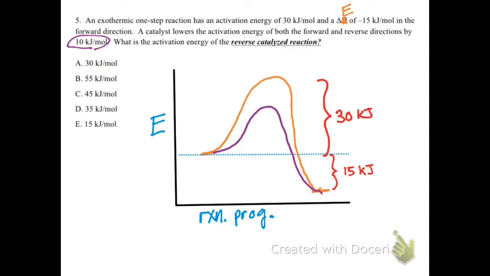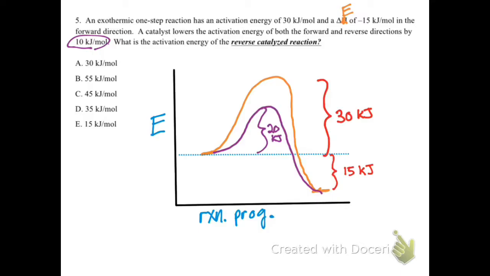Okay, so we were told that it is 10 kilojoules lower than the regular uncatalyzed reaction. So 30 minus 10, that's going to be an activation energy for the catalyzed forward reaction of 20 kilojoules per mole. Okay, now we have everything we need.